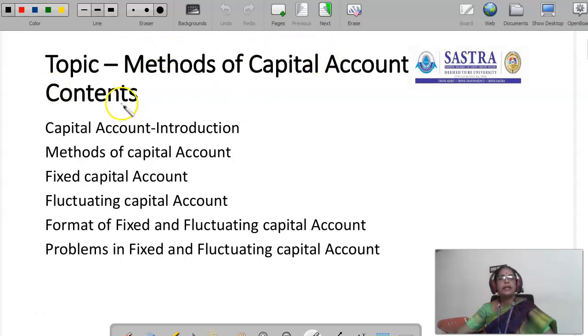The topic is methods of capital account. Content: capital account introduction, methods of capital account, fixed capital account, fluctuating capital account, format of fixed and fluctuating capital account, problems in fixed and fluctuating capital account.